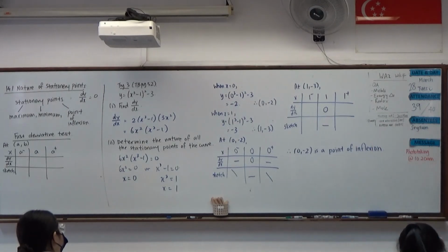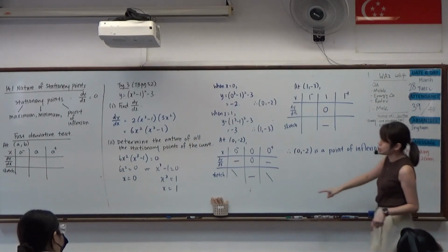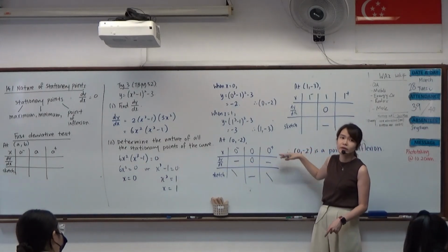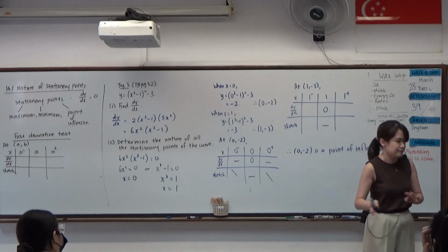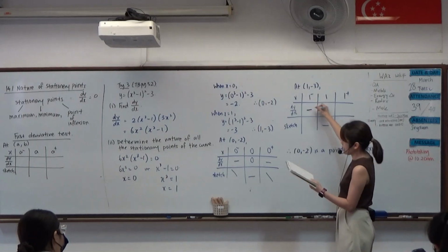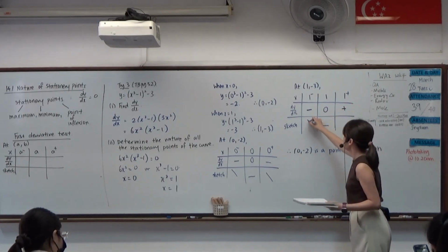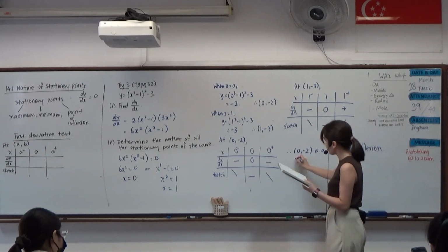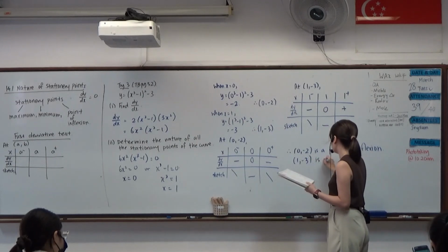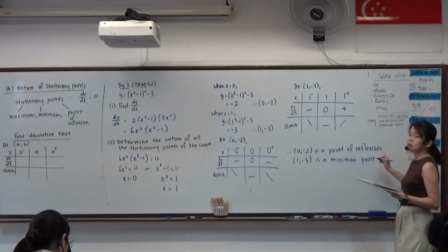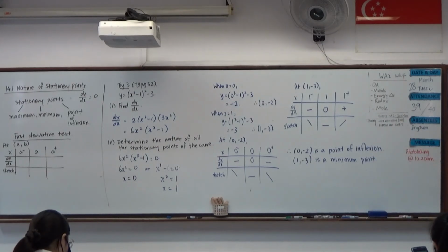Okay, so point of inflection, if you recall, yesterday we mentioned that it can either be negative, negative, otherwise positive, positive. So for a point of inflection, there's no change of sign. Then for (1, -3), what you should get is a negative sign over here and a positive sign. So your sketch of the tangents looks like this, and your (1, -3) is a minimum point. So that is our first derivative test, to help us determine the nature.